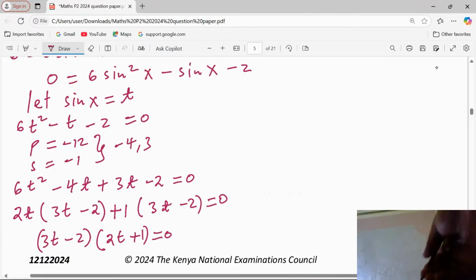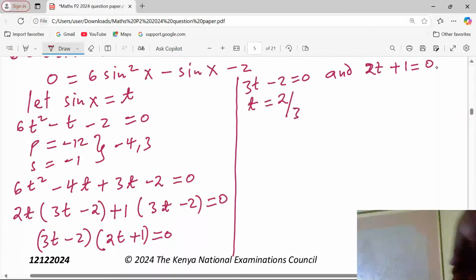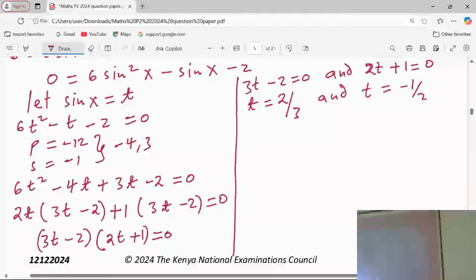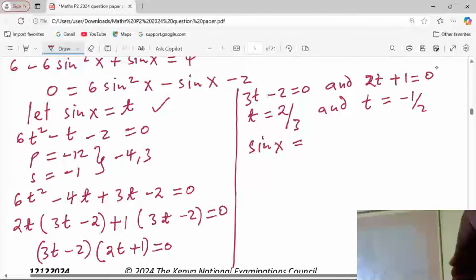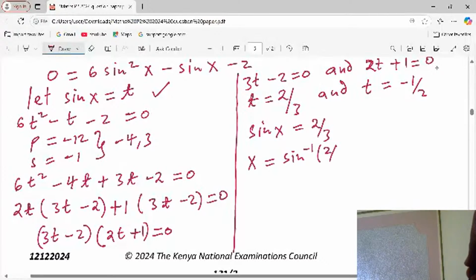Let's talk about the two values now. 3t minus 2 equals 0, and also 2t plus 1 equals 0. So t is equal to 2/3. Sine of x equals 2/3. Let's work with 2/3 first. x will be the sine inverse of 2/3.